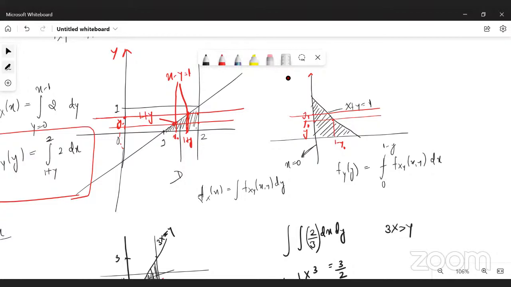Sorry, y equals x minus 1. So the upper limit is x naught minus 1, correct? Now, if you fix some x1, again the lower limit is 0, but the upper limit is going to be x1 minus 1, right? So in general, for any x you fix, the lower limit is going to be 0 and the upper limit is going to be x minus 1.